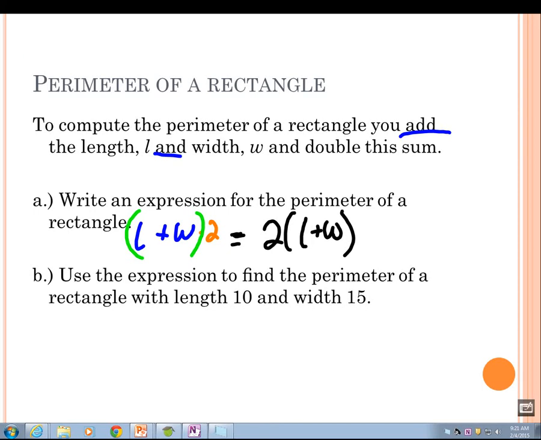Okay. B. Use the expression to find the perimeter of a rectangle with the length of 10 and width 15. So all I'm going to do is the perimeter. The length is 10, so I'm going to substitute 10 in for L, and I'm going to substitute 15 in for W. How many of you feel comfortable about what I just said about substituting in for the variables?